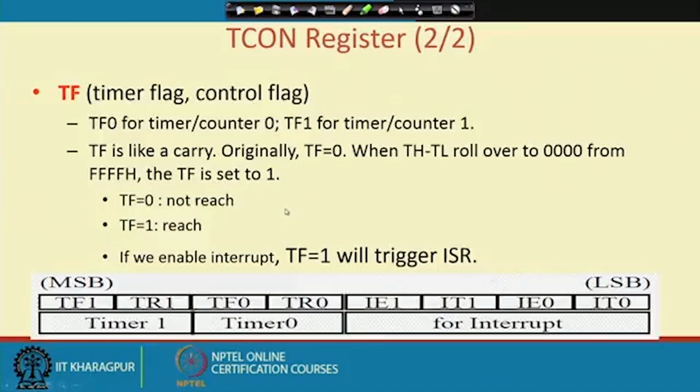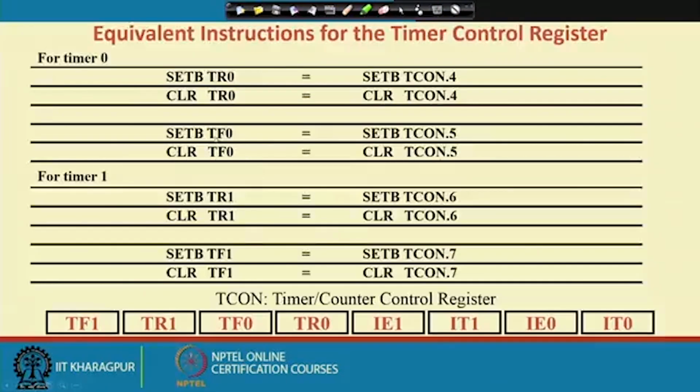Next we will look into the instructions that are required for this timer operation. SETB TR0: the TCON register is bit addressable, so you can say SETB TR0 or SETB TCON.4, or you can say CLR TR0. If you do SETB TR0, then timer 0 will start, and if you do CLR TR0, then timer 0 will stop.